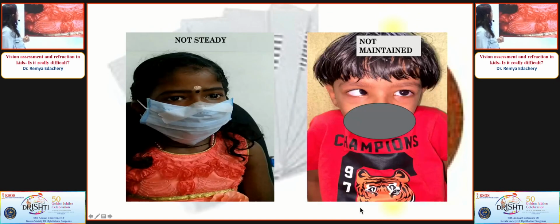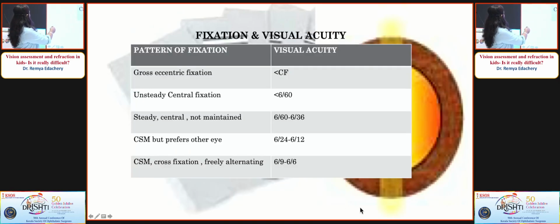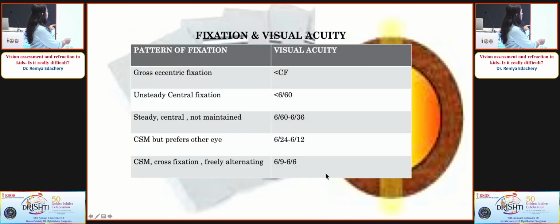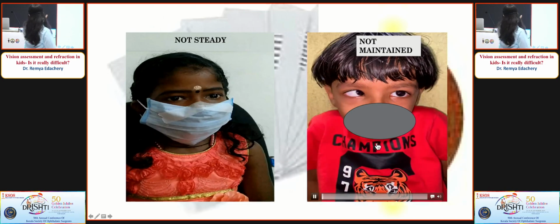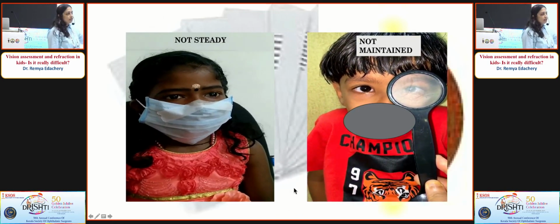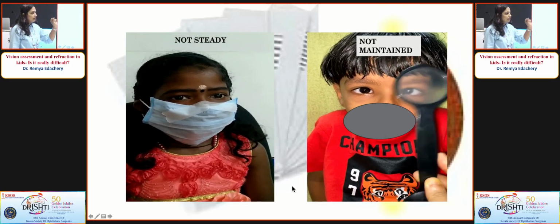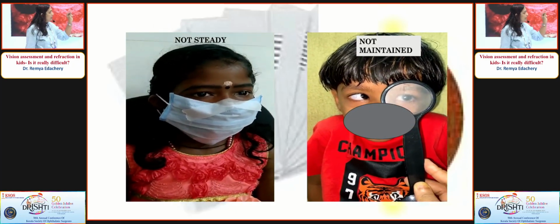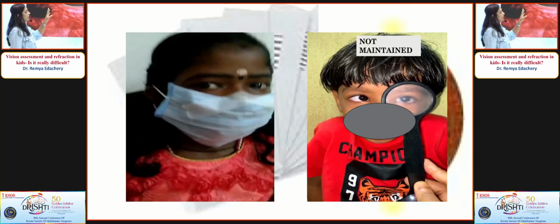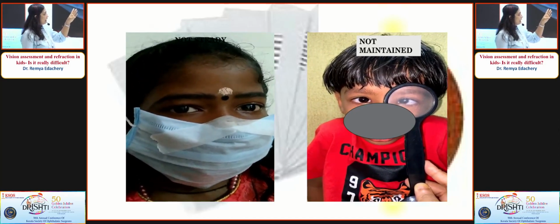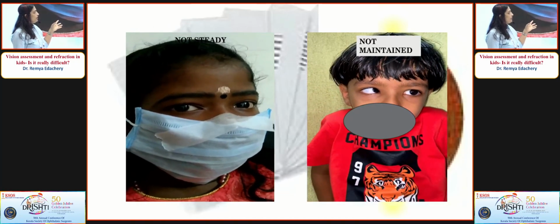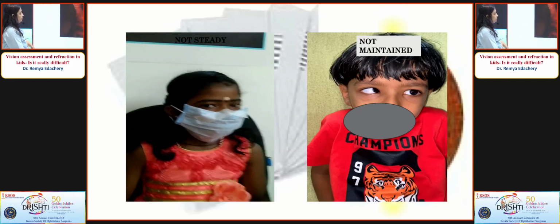Whereas, look at this girl. Even though the fixation is central, you can see there is nystagmoid movement, so it is not steady. Whereas in the other child, the left eye is central, steady, and maintained. In the right eye, you can see when you cover the left eye and uncover, the right eye is not able to continuously fixate, so it is not maintained.